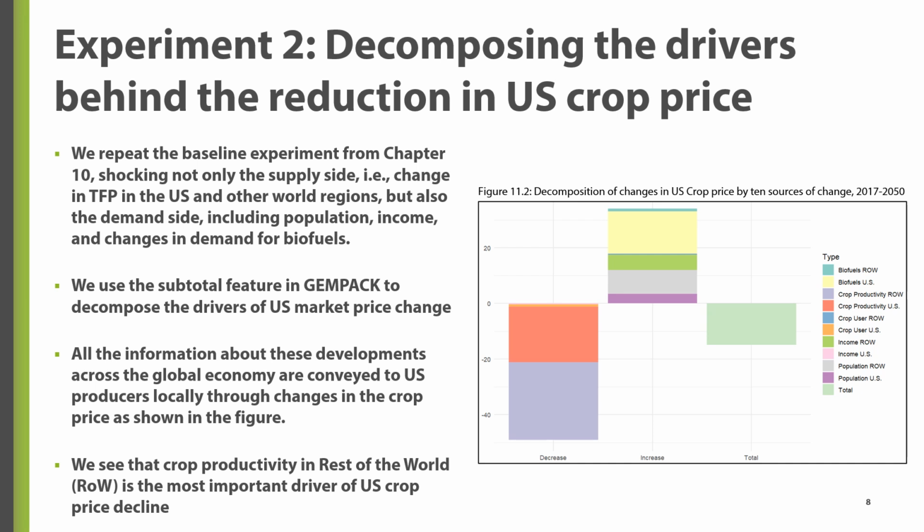Since the US is a major producer of food consumed across the world, changes in the productivity of the agricultural sector and changes in the demand for food in the rest of the world have a substantial impact on the US agricultural sector.